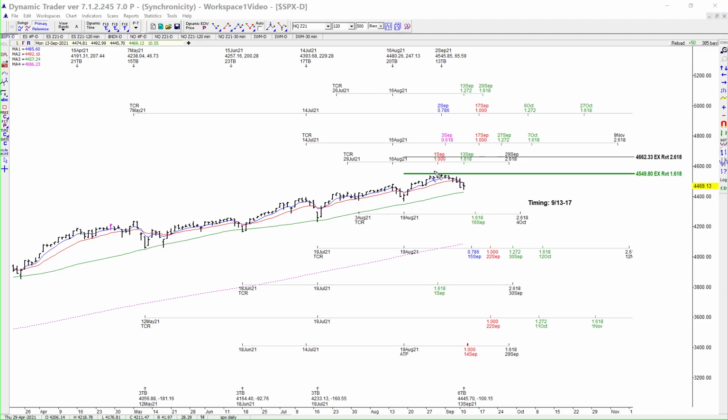So anyway, as far as S&P cash is concerned, what we know about this chart is that we had time and price at this last high. Basically, the price was almost the second extension off of this last low. The timing was the cycles that we had between September 1st through the 3rd. Actual high was made on the 2nd.